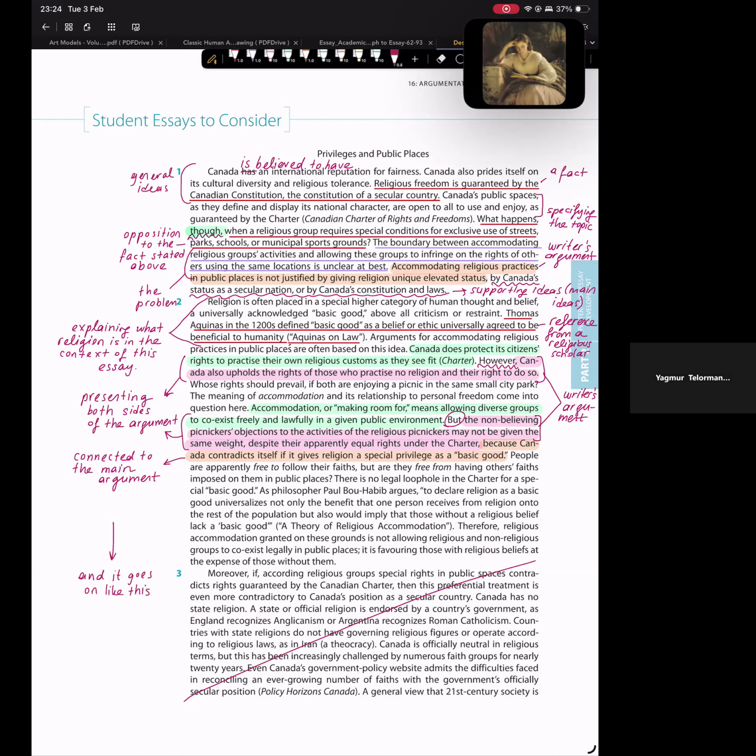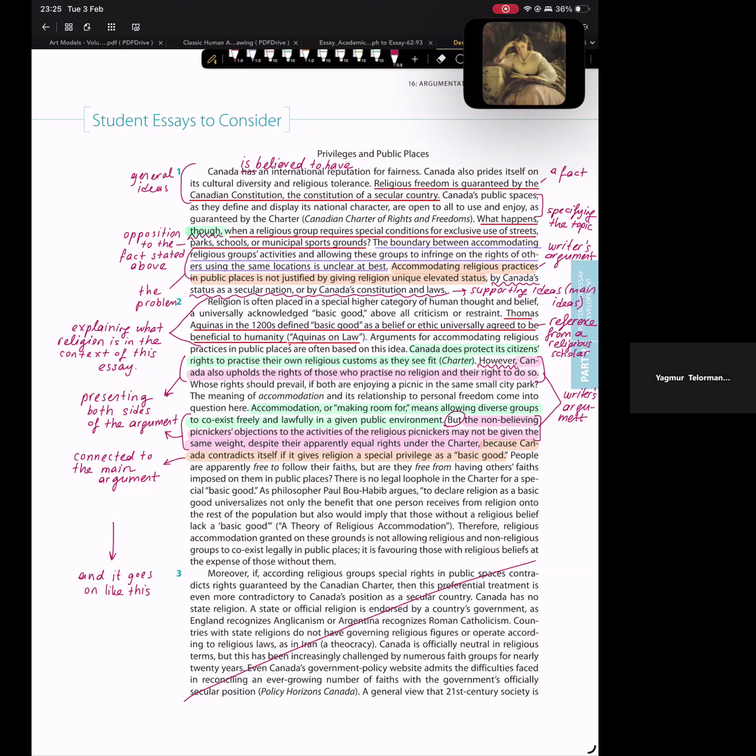So this green sentence is one side of the argument, and the pink sentence, which starts with "however," as I told you, after presenting one side of the idea, you can continue with your side of the argument using a conjunction of contrast. "However" is the perfect conjunction in this case. "However, Canada also upholds the rights of those who practice no religion and their right to do so." So the green sentence is one side of the argument, and the pink sentence is the other side of the argument.